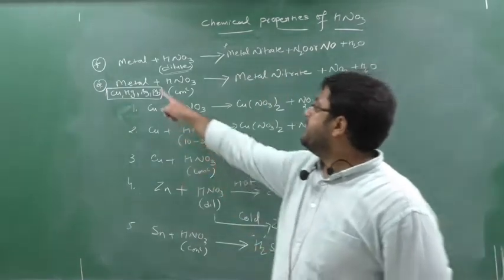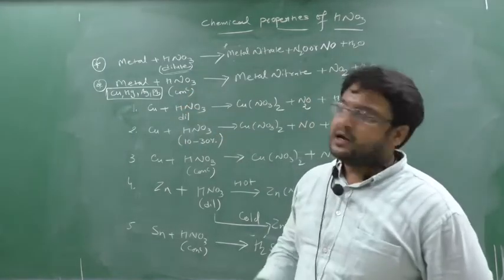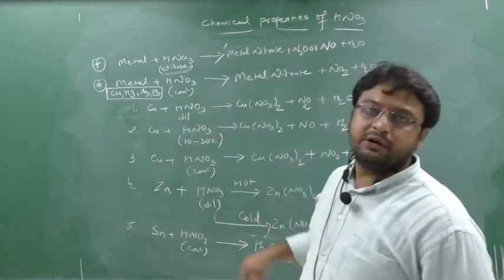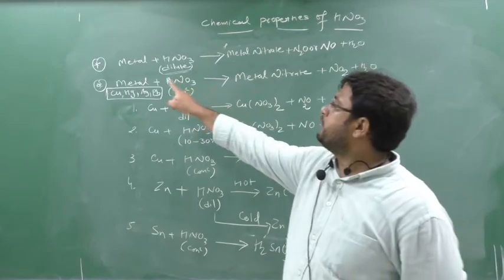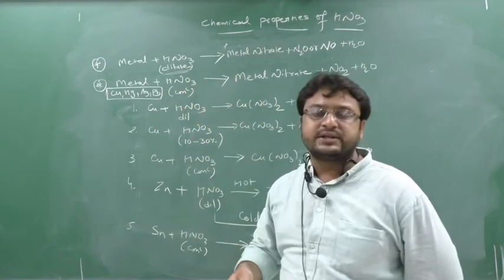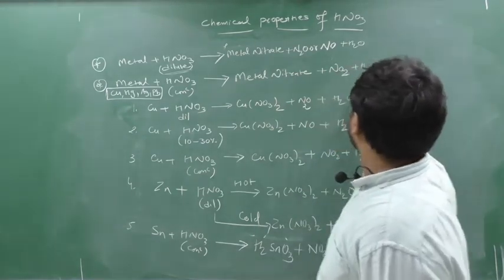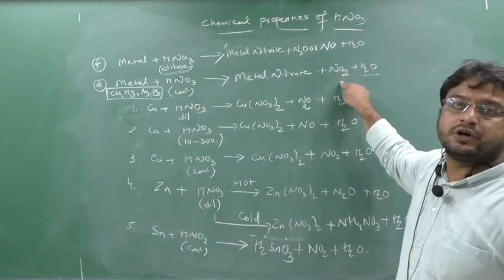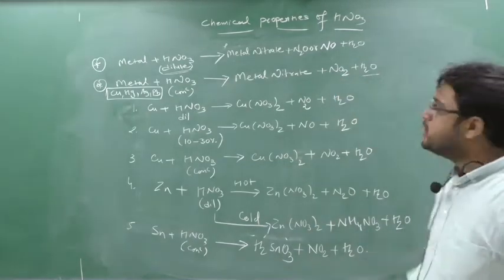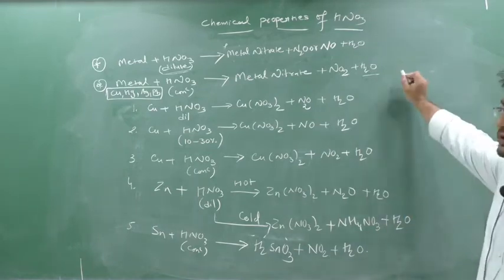Next comes metal plus nitric acid, where the nitric acid is concentrated. Now when it is concentrated, it's very easy. It will give metal nitrate, and you know metal plus acid gives metallic salt plus hydrogen gas. But nitric acid is a strong oxidizing agent, so instead of hydrogen gas, it will give water and one extra product, its oxide. Here the oxide will be nitrogen dioxide. So if you remember these two general reactions, you can remember all the reactions.